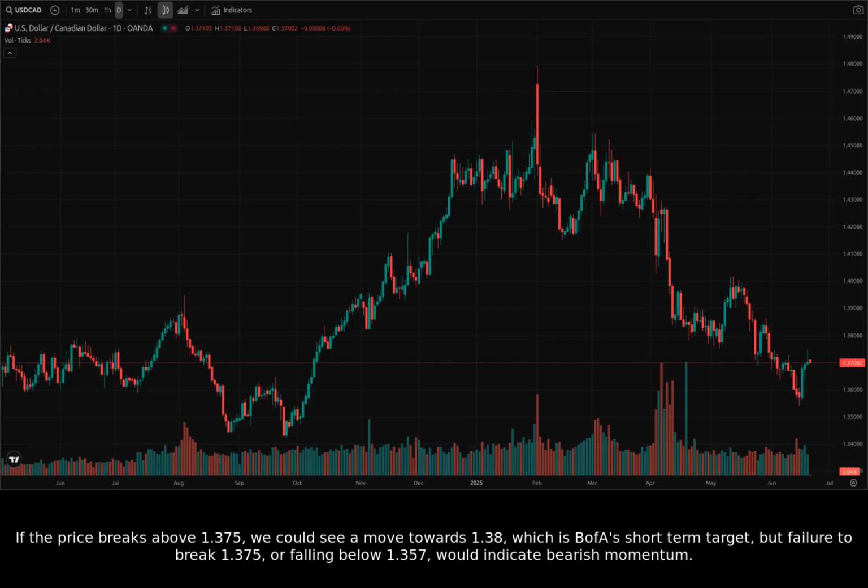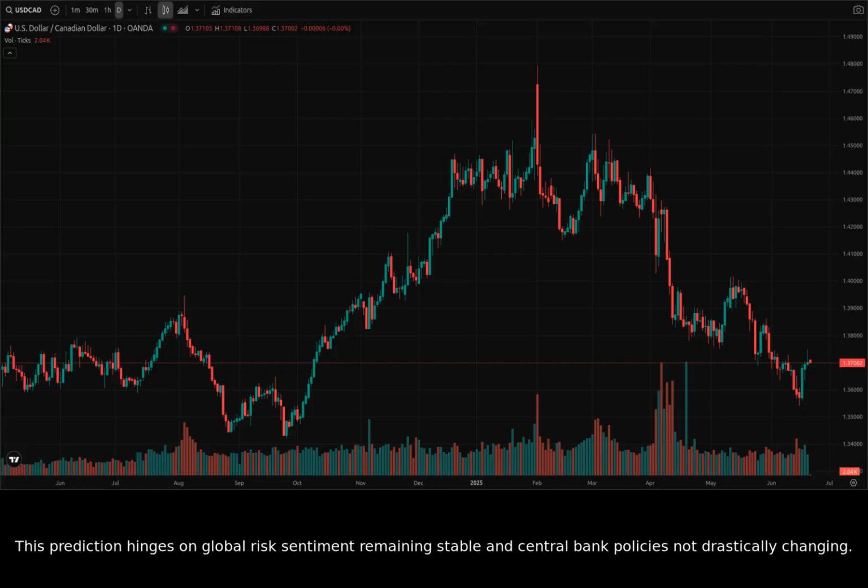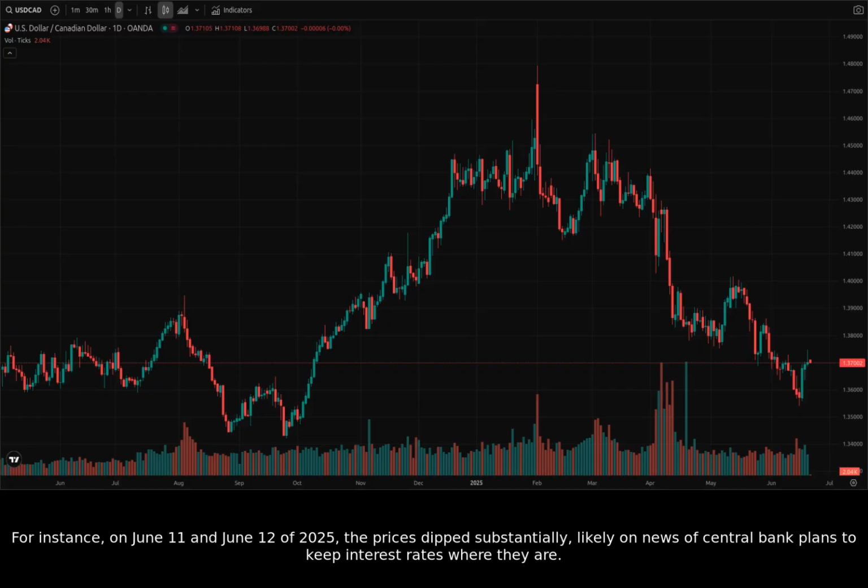If the price breaks above 1.375, we could see a move towards 1.38, which is BofA's short-term target, but failure to break 1.375 or falling below 1.357 would indicate bearish momentum. This prediction hinges on global risk sentiment remaining stable and central bank policies not drastically changing. For instance, on June 11th and June 12th of 2025, the prices dipped substantially, likely on news of central bank plans to keep interest rates where they are.